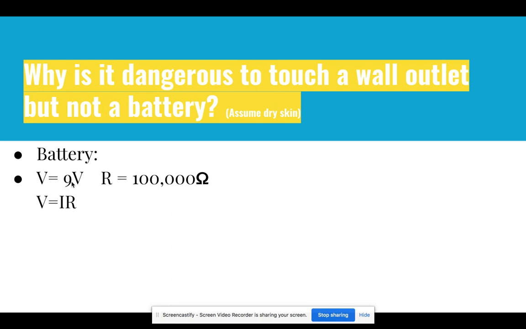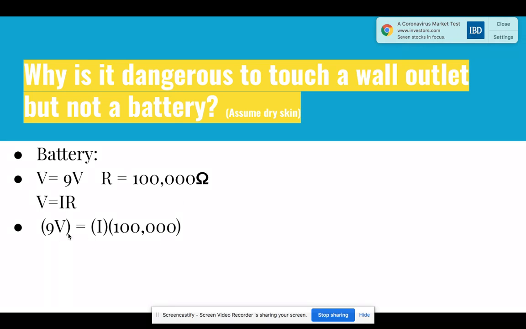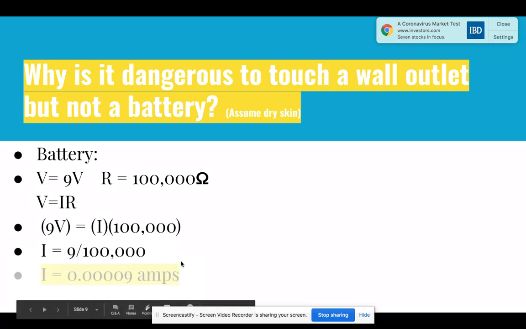So you've got a 9-volt battery and 100,000 ohms of resistance. Remember the formula V equals I times R. If we are solving for I, at this point you divide both sides by 100,000. So 9 volts divided by 100,000 gives us 0.00009 amps. Very, very small amount. Again, this is on dry skin.